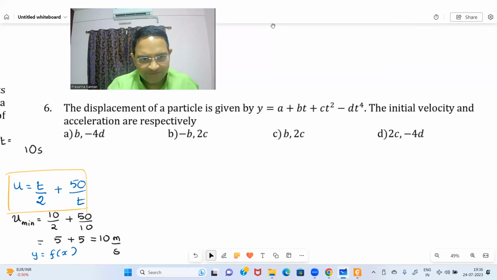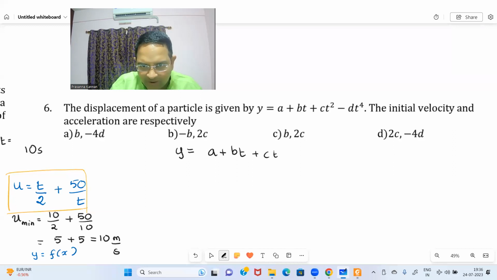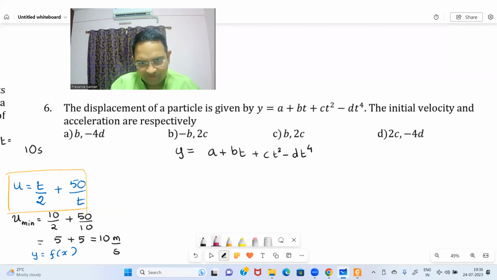Okay. Now tell me, students. The displacement of a particle is given by y is equal to a plus bt plus ct square minus dt power 4. Can you tell me what are a, b, c, d? Constants. Yes, they're all constants. So now what do we need? We are given the displacement. What is it that we need to find? Initial velocity, and then later acceleration.